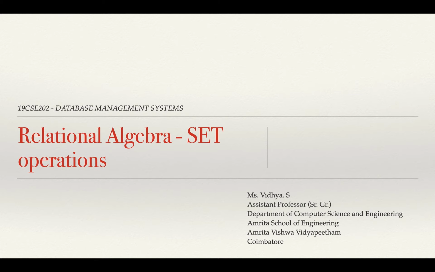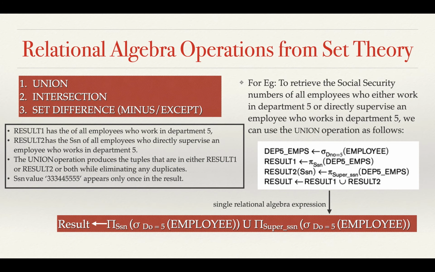So as a continuation of relational algebra operations, now we'll be seeing about the set operations. So relational algebra operations from set theory. The possible operations that you can perform on a relational algebra are union, intersection, set difference. Set difference is also known as minus or except.